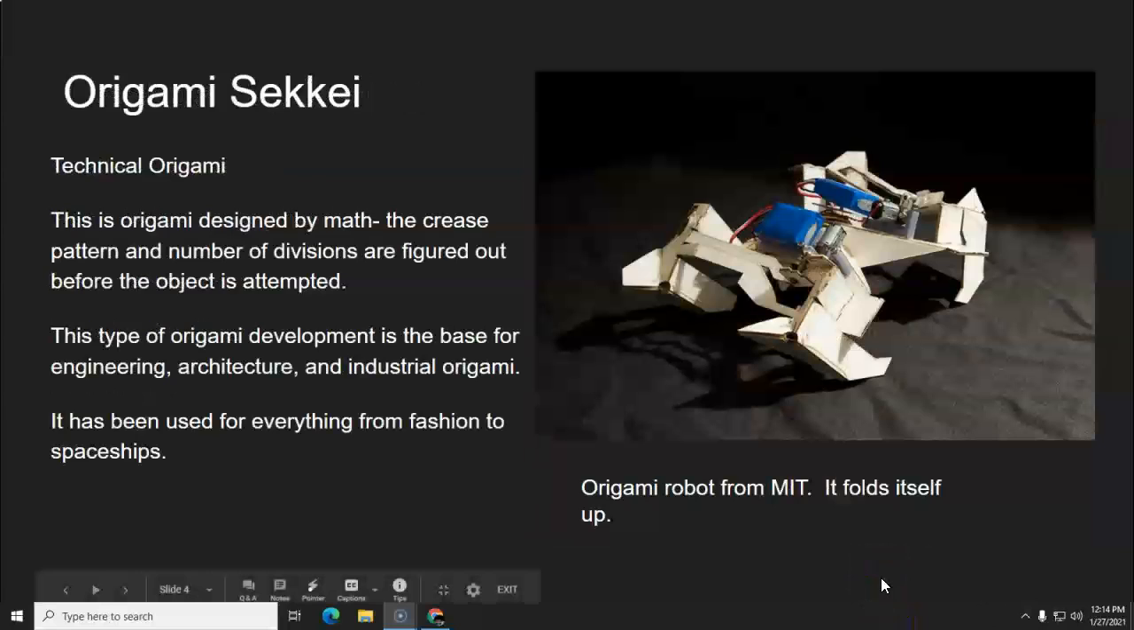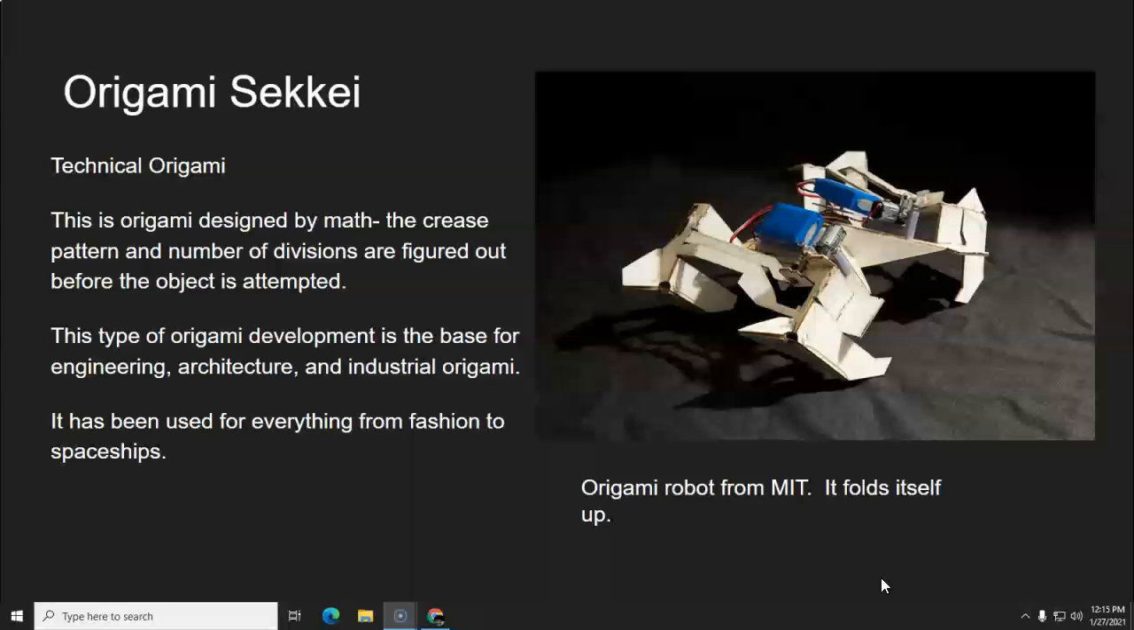This type of origami is technical origami. It's designed mathematically. The crease pattern and number of divisions are figured out before you actually make the object, and then it can be adjusted. So it's based a lot on equations and graphs and plots. And it's the type of origami development that is used as a base for engineering, architecture, and industrial origami. And it's been applied to everything from fashion to spaceships.